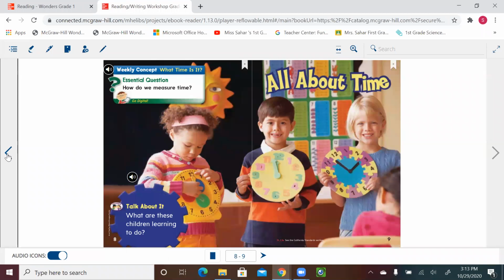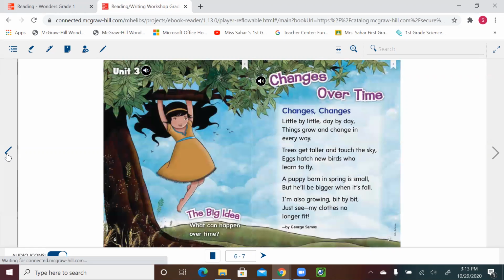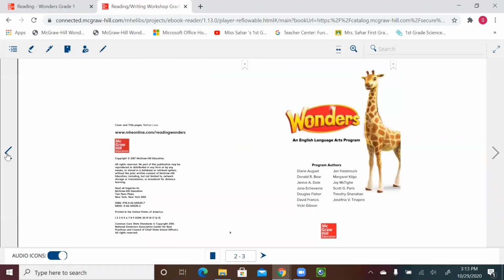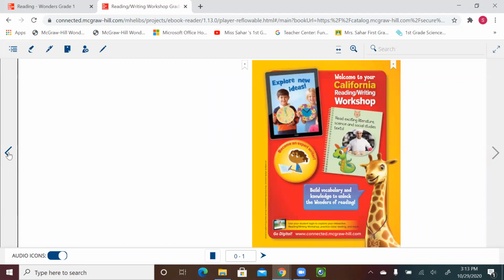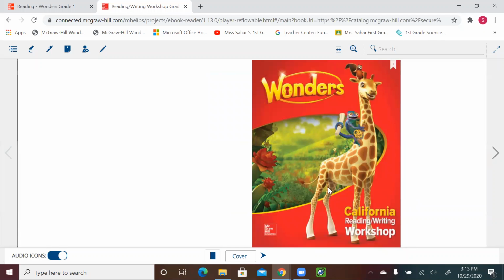Again, this is a new unit. We talked about the weekly concept. It's what time is it, but the unit big idea is changes over time, or what can happen over time. And this is the book. This is how the book looks.